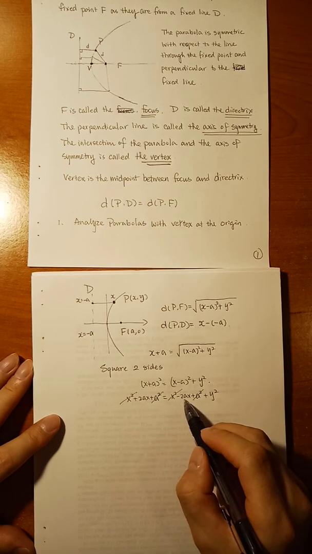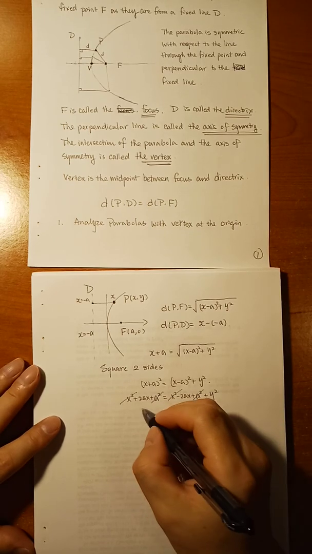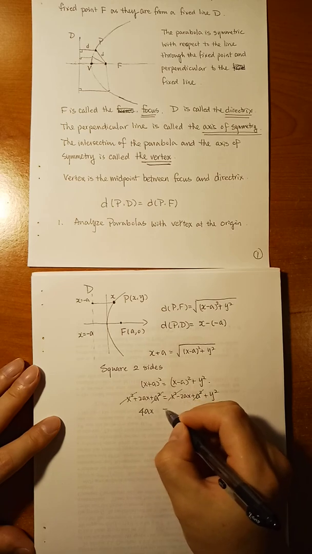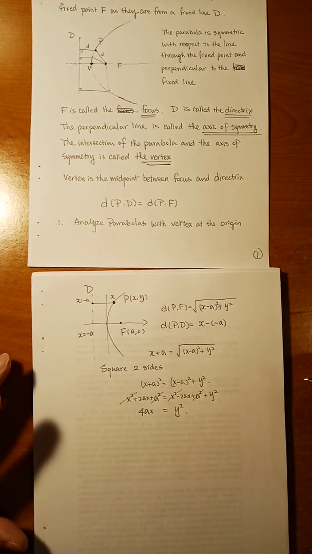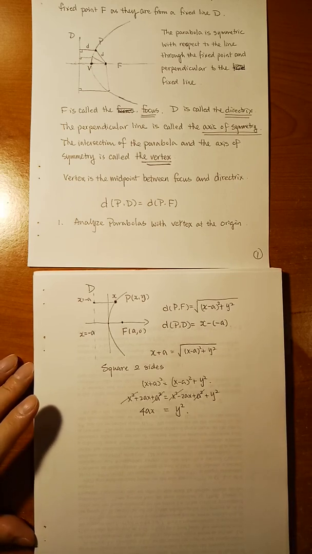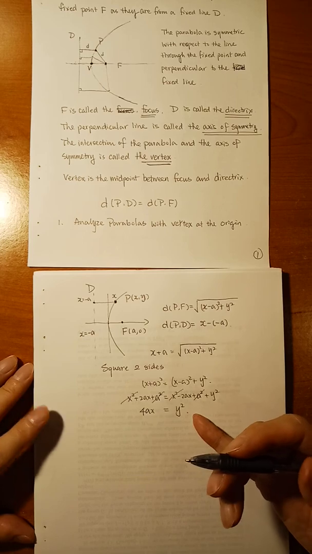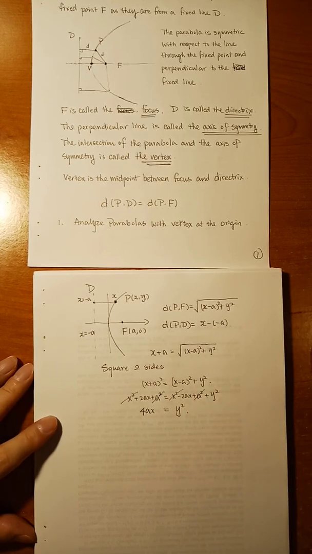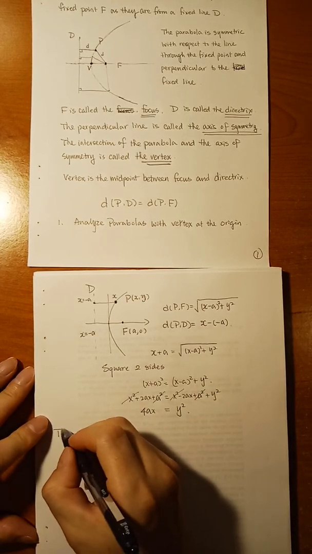And then we are going to move this negative 2ax to the left side. 4ax is equal to y squared. Well, this one is much better than the first one. Okay, so this is our required formula. The formula is summarized by the theorem.